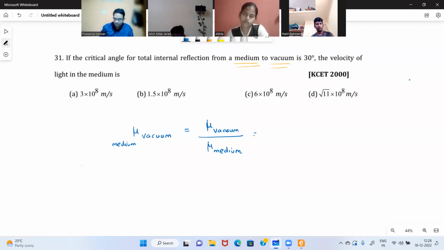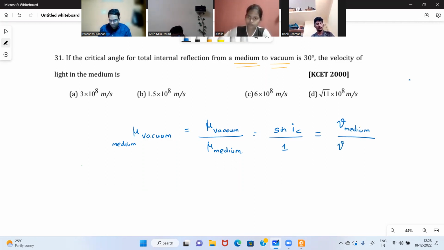Which will be nothing but sin IC by sin 90, correct? Yes, sir. Now, refractive indexes are inversely proportional to what? Velocities. So mu vacuum by mu medium will be equal to velocity of light in medium by velocity of light in vacuum. Are you understanding? Yes, sir.